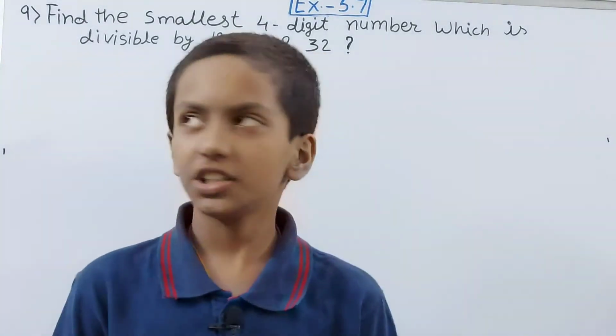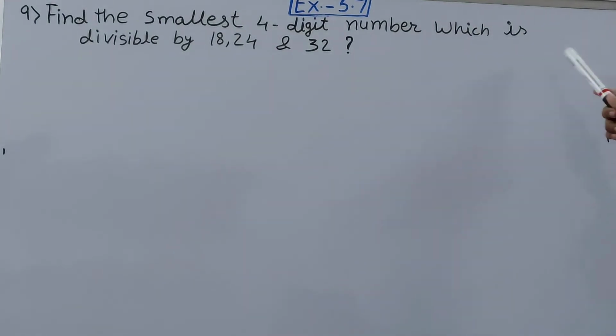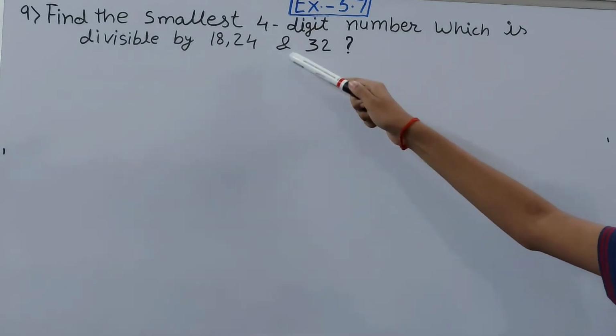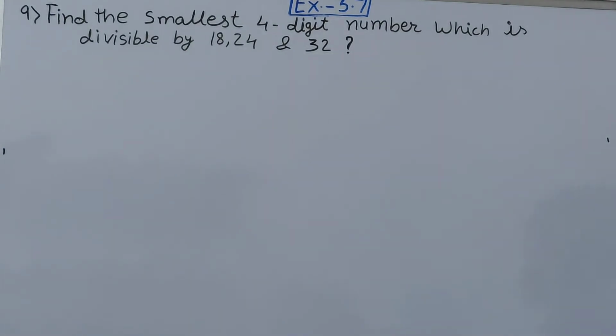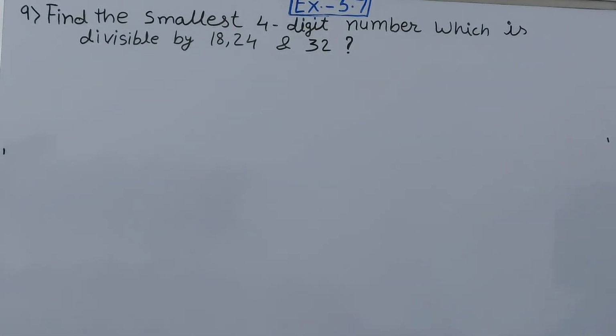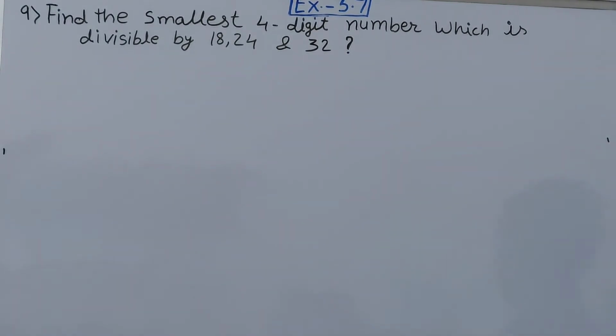The next question says that find the smallest 4-digit number which is divisible by 18, 24 and 32. So we have done these types of questions in a previous video also. So you see, here we have to find the smallest 4-digit number which is divisible by 18, 24 and 32. So the same step and same method we have to use over here also.